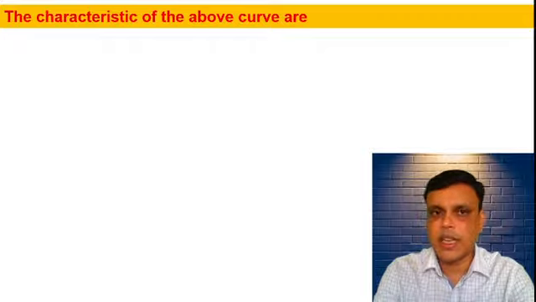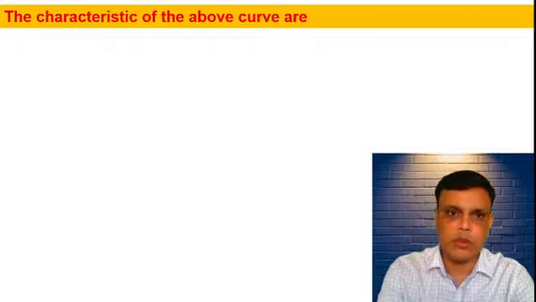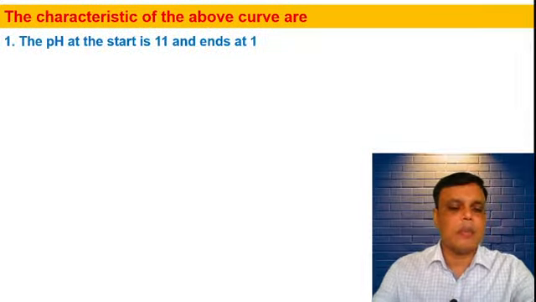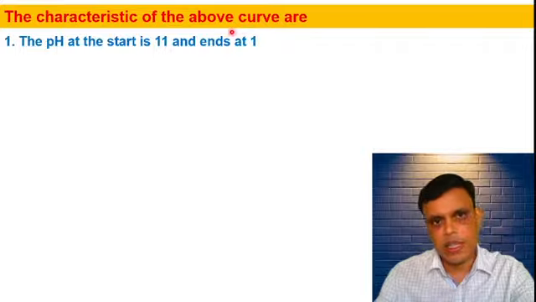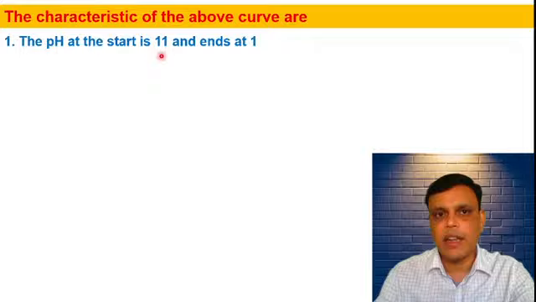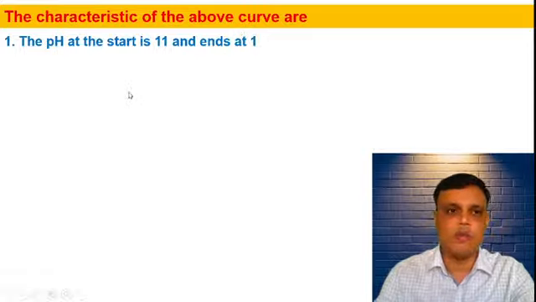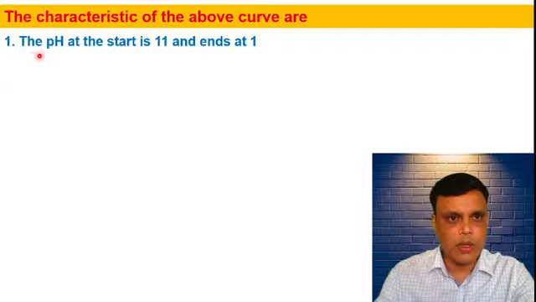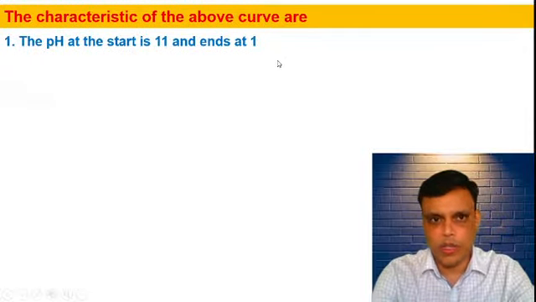Okay, so we will see the characteristics of the above curve, that is strong acid and weak base. The first characteristic is that the pH at the start is 11. This is very important. The pH at the start is 11, that is basic pH, and it ends at pH 1. The reaction will complete at pH 1.